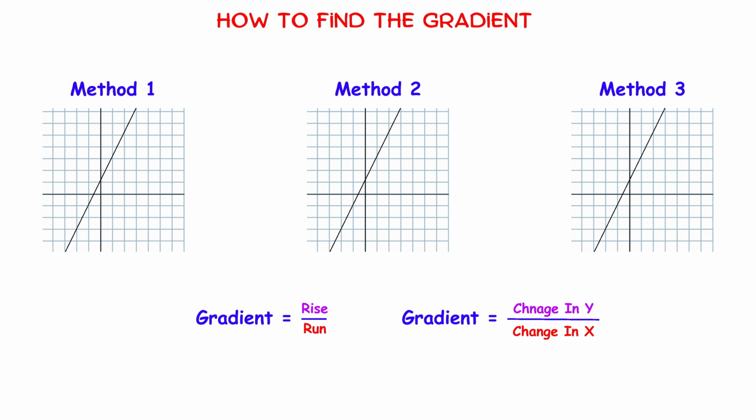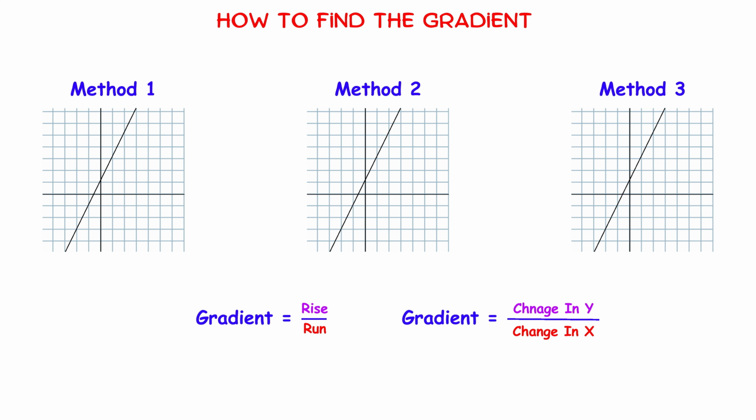In this video, we're going to look at what the term gradient means and see how we can calculate it from a graph using three different methods. One where we find out how much the line has risen by for each one that it goes across, a second that uses the rise over run equation, and a third that uses the change in y over change in x equation. Although, as we'll see, these second two methods are basically the same thing.